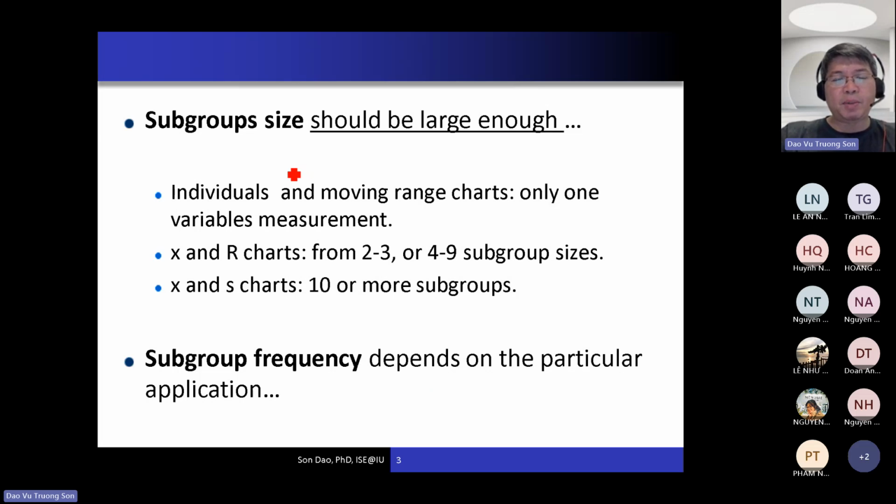First one, the subgroup size should be large enough, but will not be so large compared to those in attribute control charts. For the individuals and moving range, we only need one variable measurement. Of course, if we only need one, then we need to do a lot more calculation to get more information from the data.